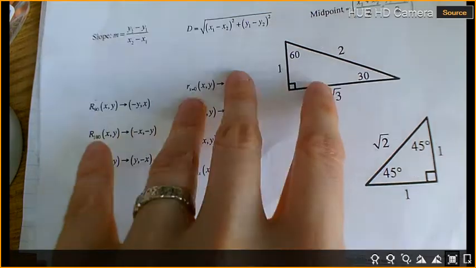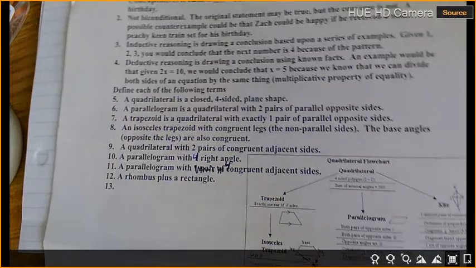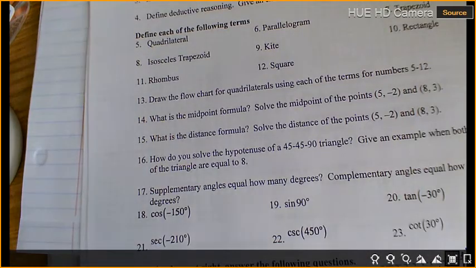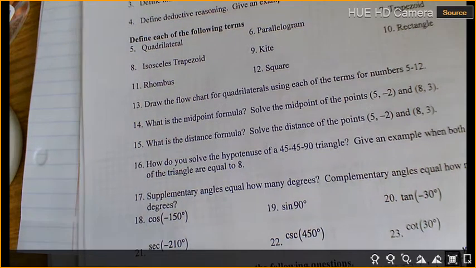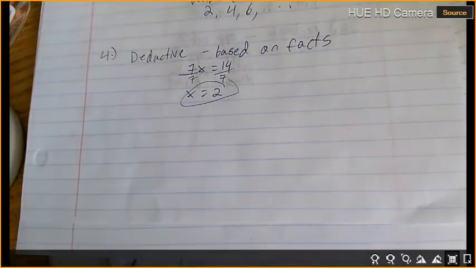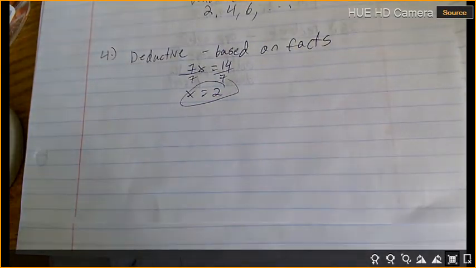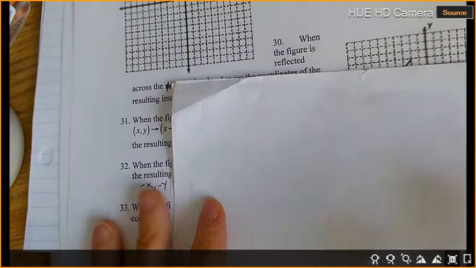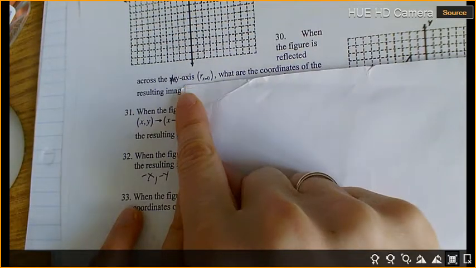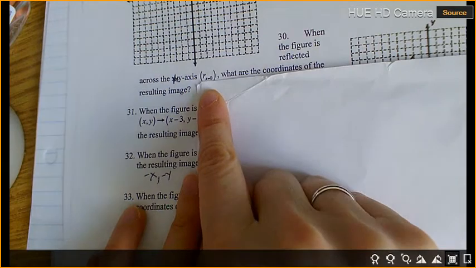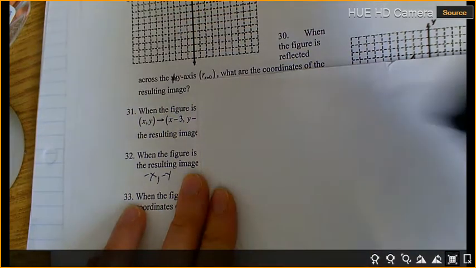As long as... Okay. So we've done 1 through 29. Let's go ahead here and we'll look at 30. So, number 30. When the figure is reflected across the y-axis, and sorry, it should just say y-axis, it was a typo. What are the coordinates of the resulting image?